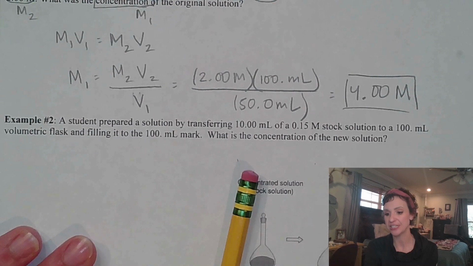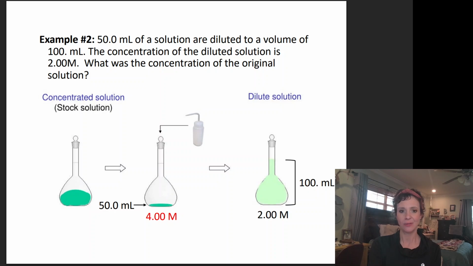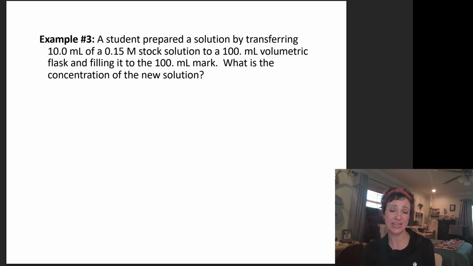So if I go back to my diagram showing what I was looking at here, we would now have figured this out. That original 50 milliliters, when I watered it down to reach 100 milliliters to make the new concentration of 2 molar, that more concentrated stock solution was originally a 4 molar one. So now let's move on to our last example, one more example on dilutions.